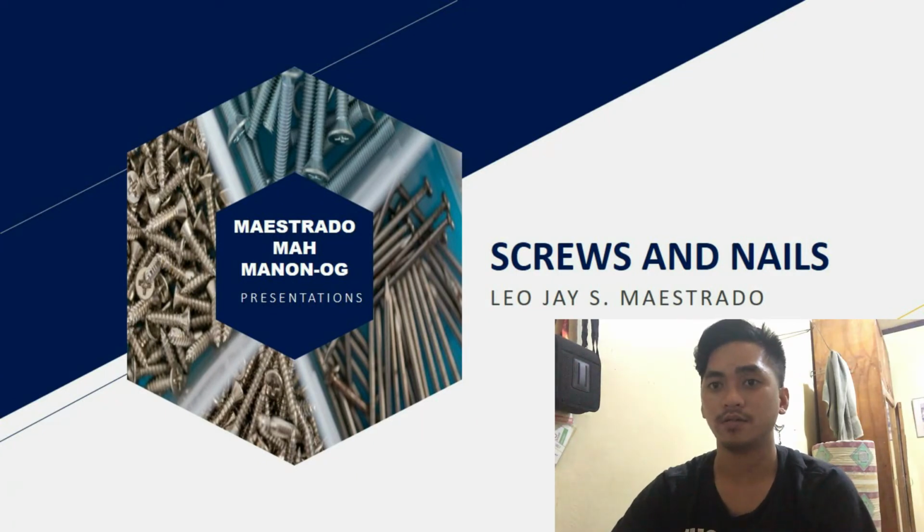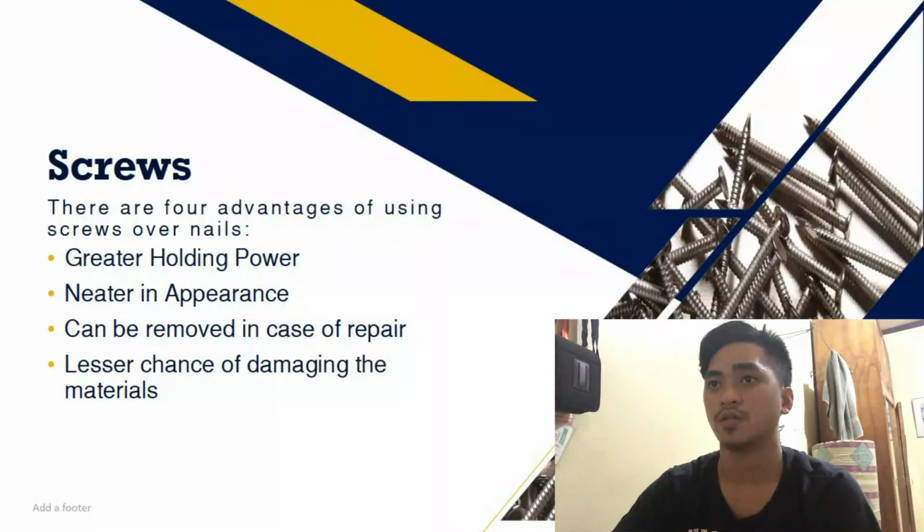Good day everyone. So I am here to talk about screws and nails. So first one to talk about is screws. A screw is a short, slender, sharp, pointed metal pin with a raised helical thread running around it and a slotted head used to join things together by being rotated so that it pierces wood or other material and is held tightly in place.